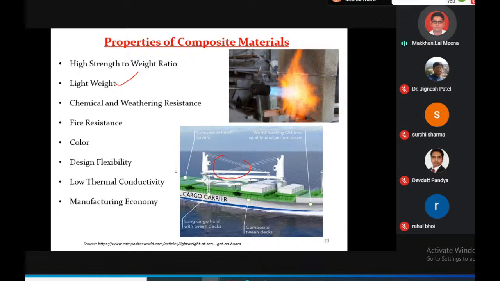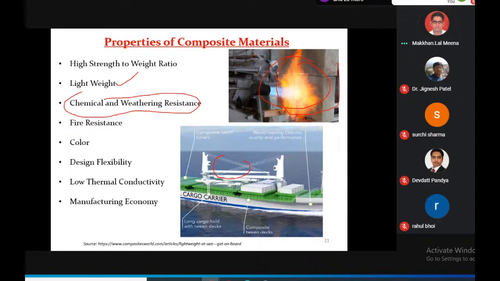Next, fire resistance, which is another property. The ability of composites to withstand fire has been steadily improving year by year. Now, chemical and weathering resistance: composite products have good weathering properties and resist the attack of a wide range of chemicals. This depends almost entirely on the resin used in manufacture, but by careful selection, resistance to all but the most extreme conditions can be achieved.